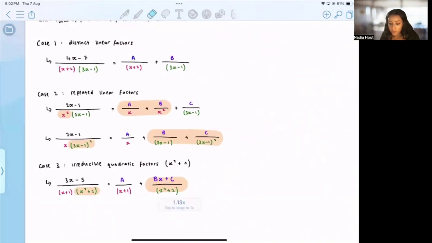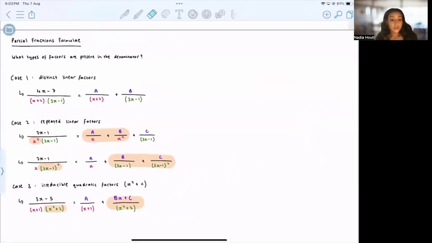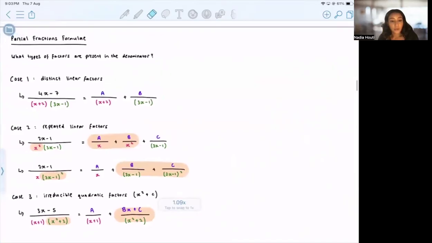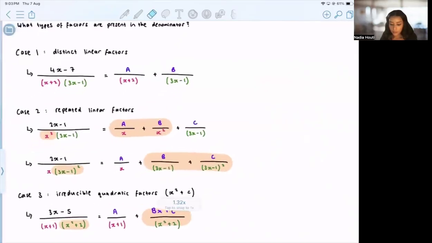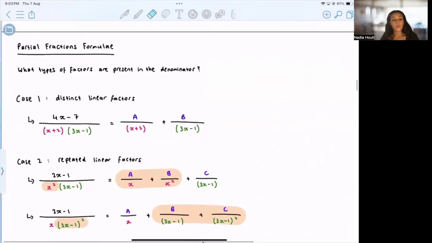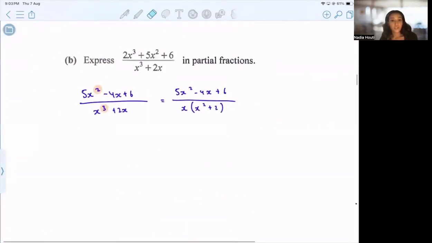I'll show you the summary here in case you want to take note of it. You can take a screenshot of this screen to help you memorize the different cases for partial fractions. Now let's go back to the question, now that we've revised the different cases that you have to know for partial fractions.